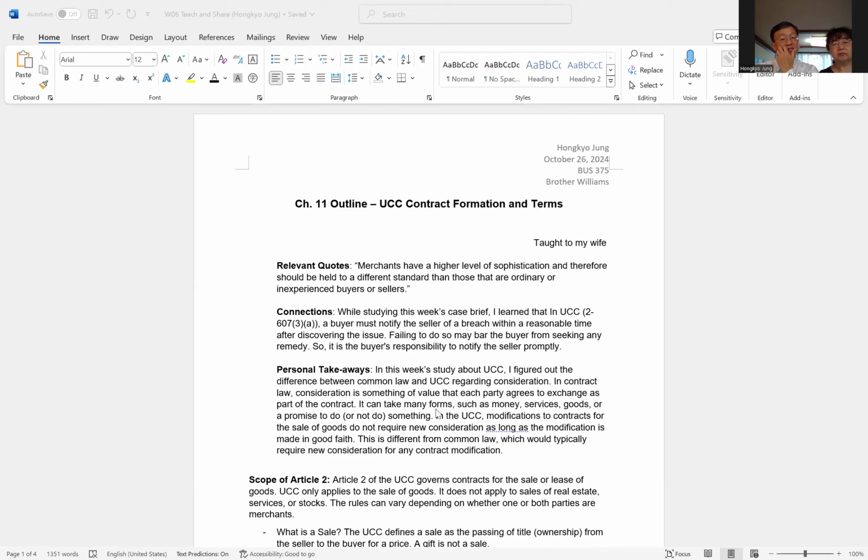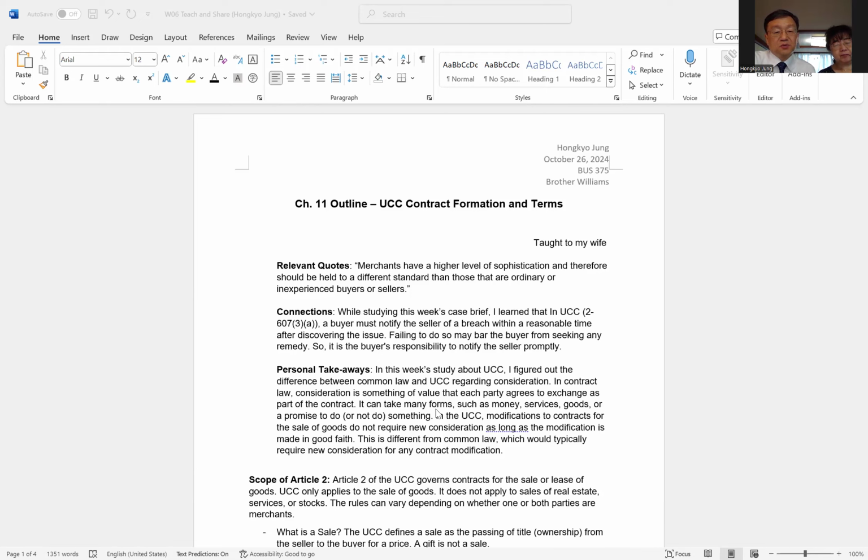I studied UCC contract formation and terms. While studying this week's case brief, I learned that in the UCC, a buyer must notify the seller of a breach within a reasonable time after discovering the issue. Failing to do so may bar the buyer from seeking any remedy. So it is the buyer's responsibility to notify the seller promptly.